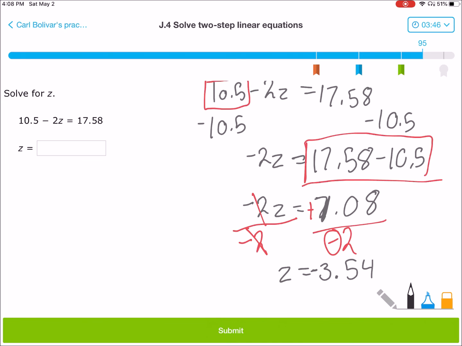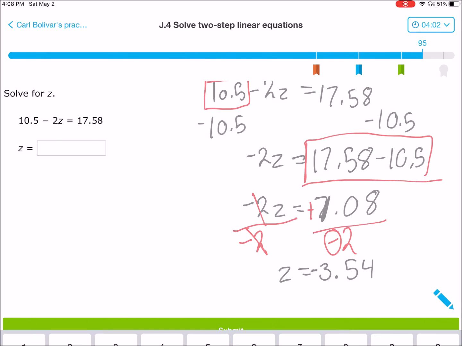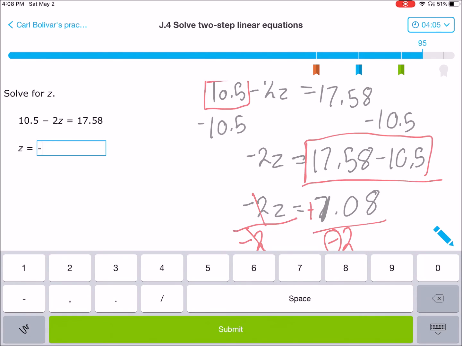17.58 minus 10, 10.5, 7.08. Yeah, so that should be the answer. Negative 3.54. I hope that you guys got that. Negative 3.54.